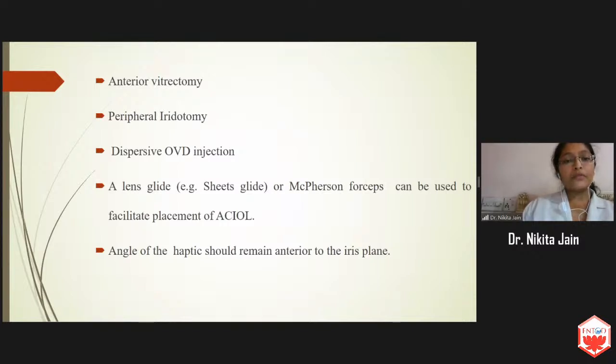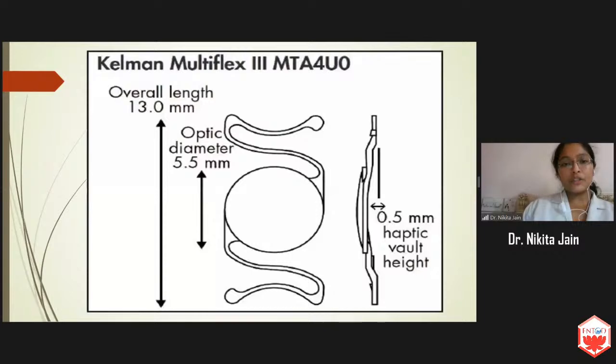A dispersive OVD injection in this case is preferred to prevent an IOP spike during the surgery. With the help of a lens glide or McPherson's forceps, we can facilitate the placement of the IOL. The angle of the haptic should remain anterior to the iris plane. This is a picture of Kelman's multiflex ACIOL.